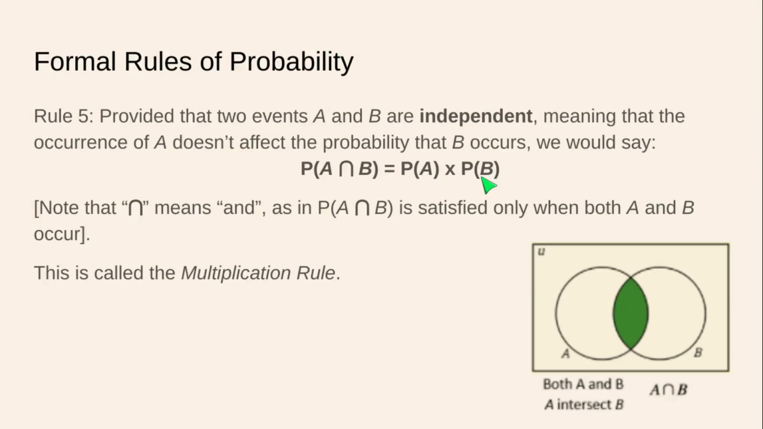If there is some kind of a link, if the occurrence of A does affect the probability that B occurs, and vice versa, we would need a slightly more complicated formula we'll talk about in a little bit.